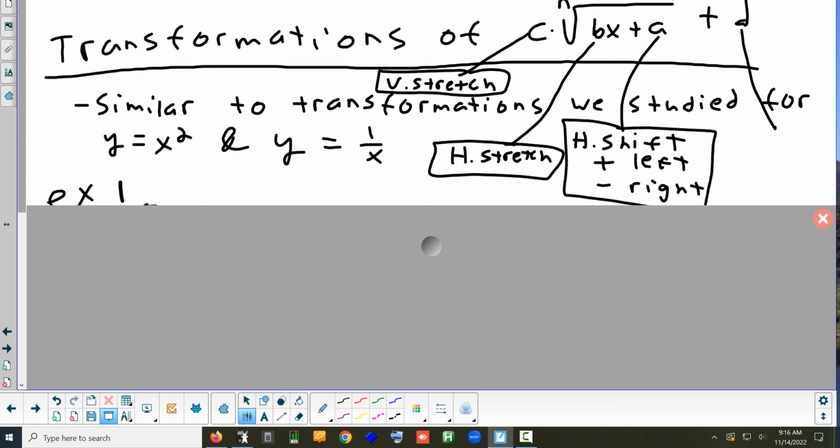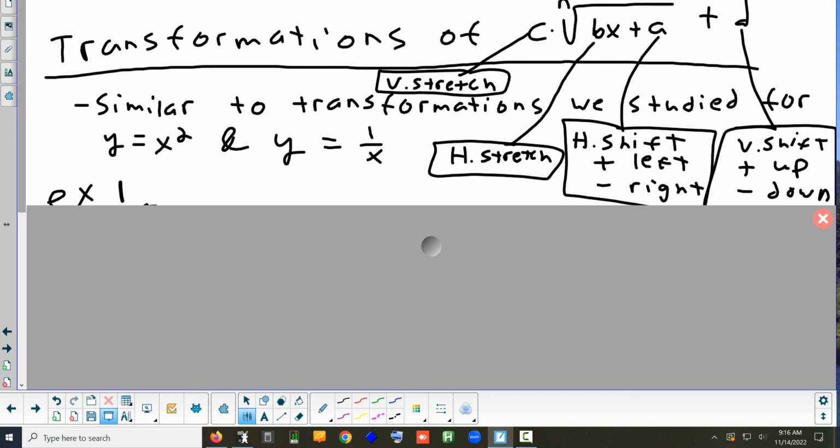Yes? That's your vertical shift. And can you tell me which way is up? Positive is up, and negative is down. What else? What if C or B was negative? Anybody remember what the negative does? Yeah? You shrink.